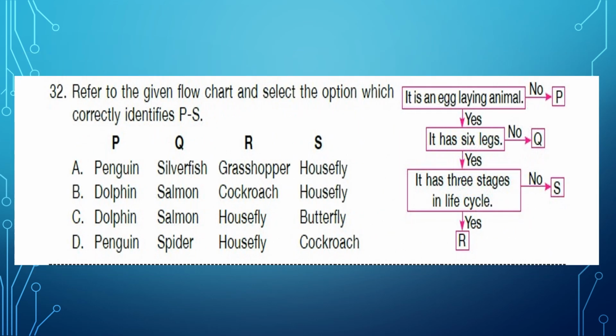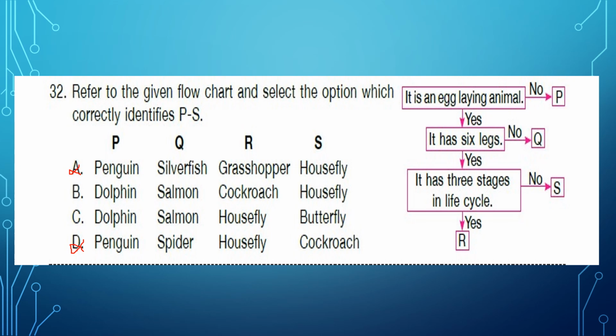Question number 32. Refer to the given flowchart and select the option which correctly identifies P to S. Is it an egg-laying animal? No. That is P. So our answer can't be A and D, because penguin lays eggs. Next, is it an egg-laying animal? Yes. Does it have 6 legs? No. That is Q. So B and C can still be our answer.